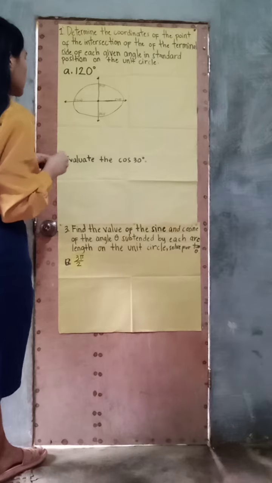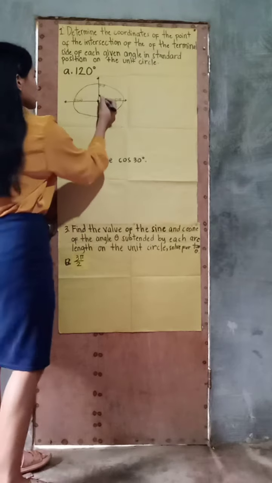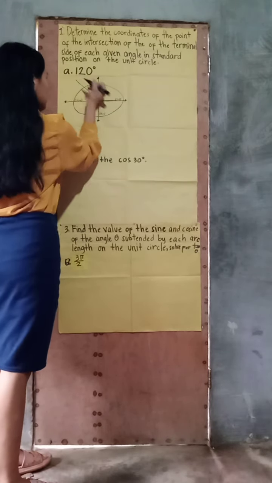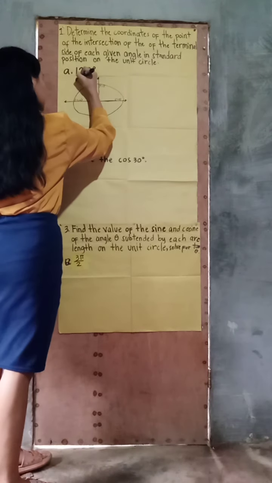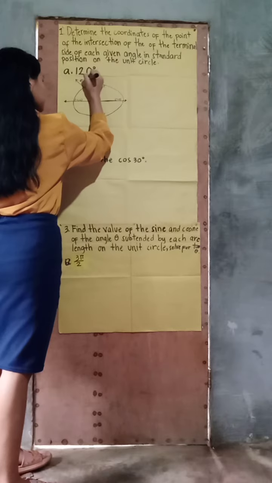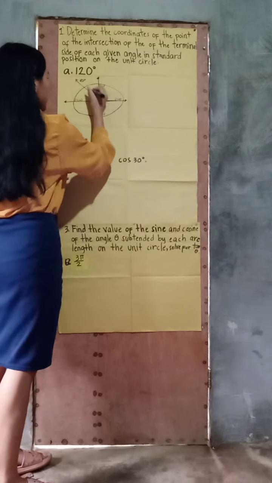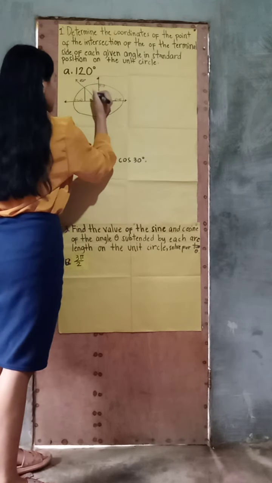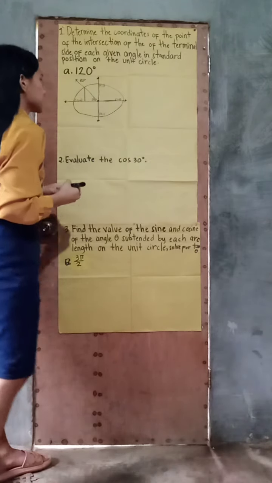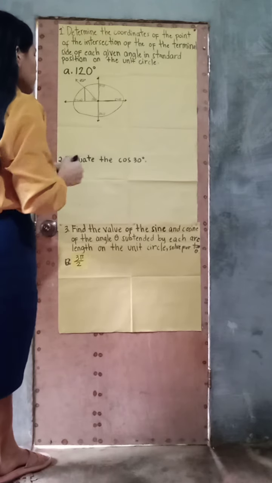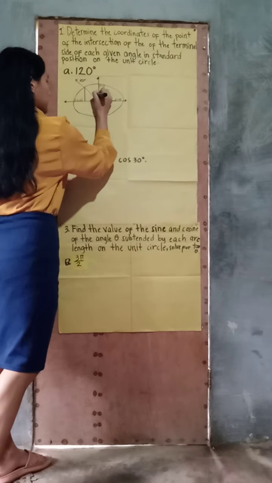So next we are going to locate the 120 degrees. Let's say that the 120 degrees is located in the second quadrant. We are forming here a triangle, and we have here the reference angle, 60 degrees. And we will use the counterclockwise direction because it is positive.